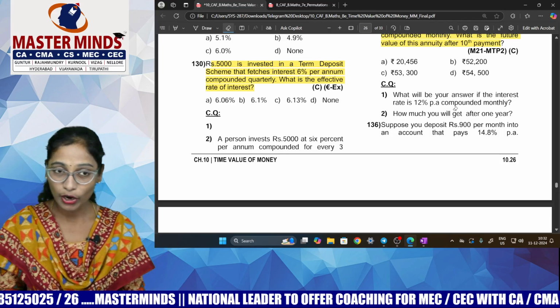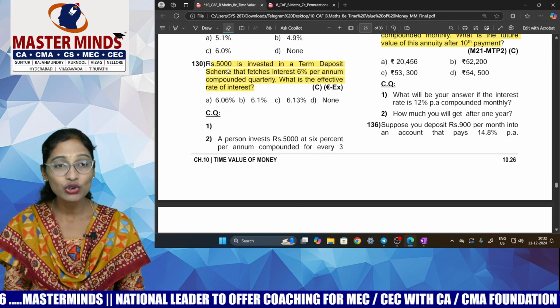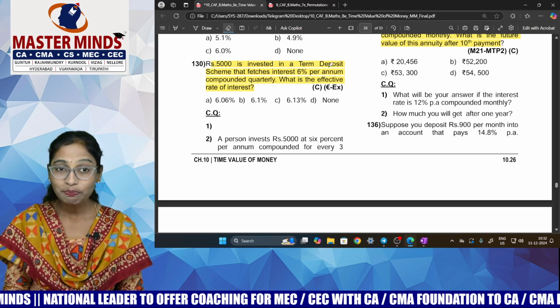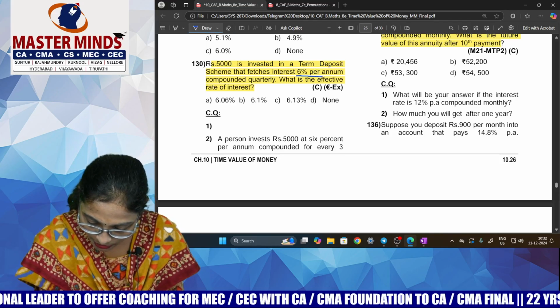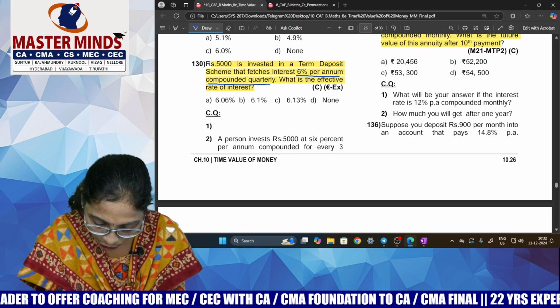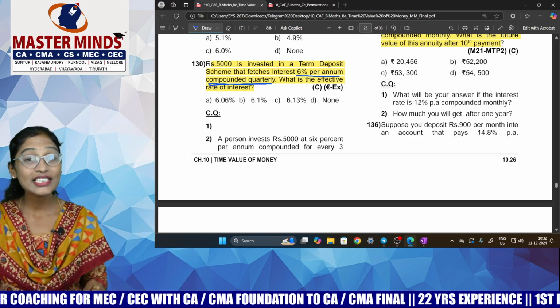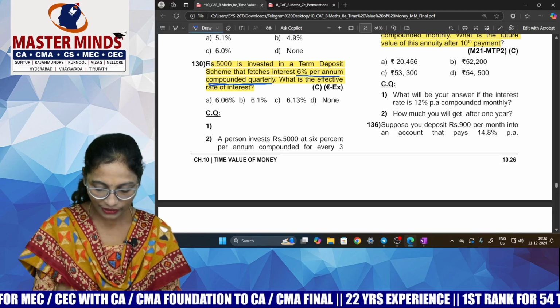Yes, we discussed the effective rate of interest concept already. Now I'm going to show this. 5,000 is invested in a term deposit scheme that fetches an interest rate of 6% per annum compounded quarterly. Any tail that you can see? Yes, 6% per annum compounded quarterly. What is the effective rate of interest?